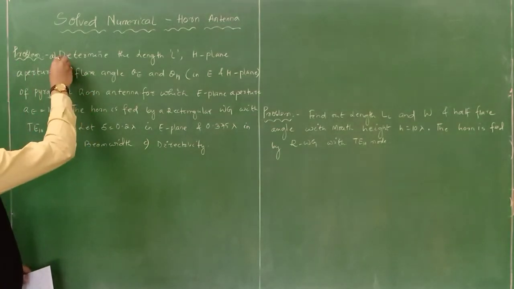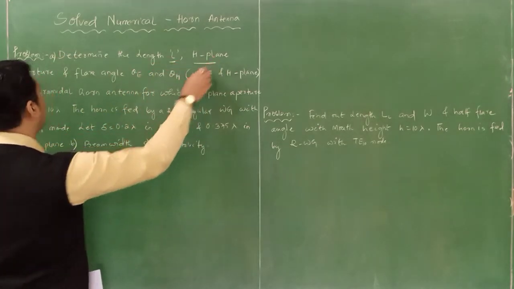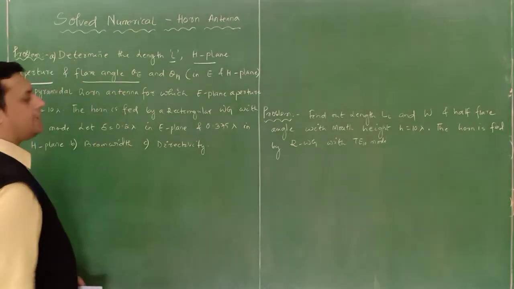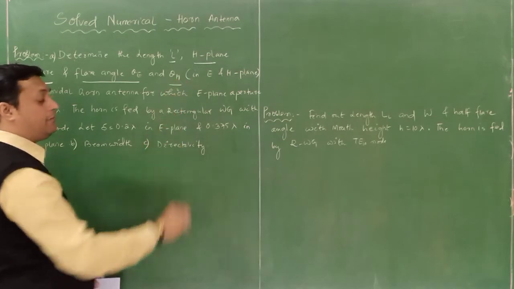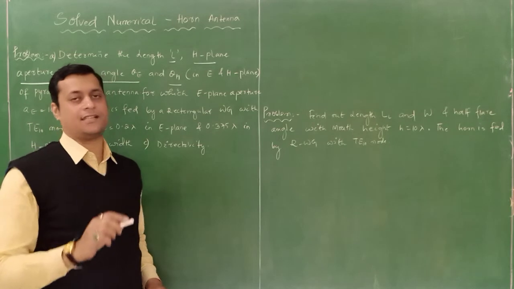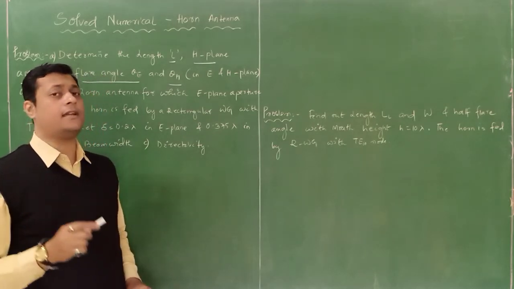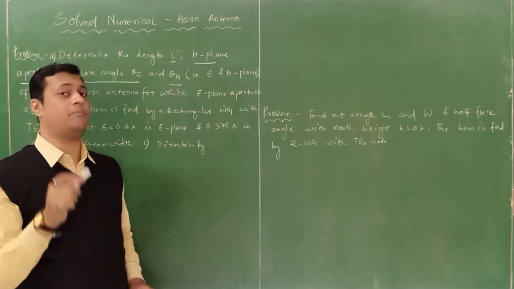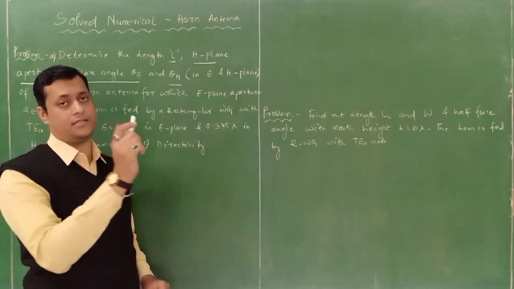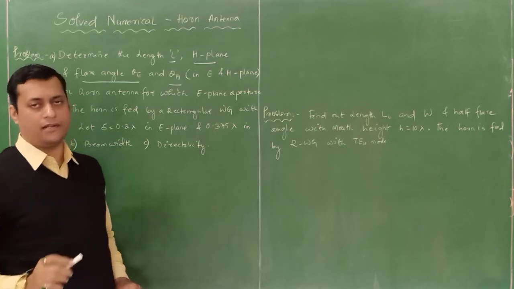Here we have to determine the length L for the H-plane aperture, and the flaring angles are theta E and theta H. If theta E and theta H are both provided, that means it is discussing the pyramidal horn antenna. Theta E and theta H both are available in the pyramidal horn antenna. But if it is only theta E, then it is the E-plane horn antenna. If it is theta H, then it is the H-plane horn antenna.